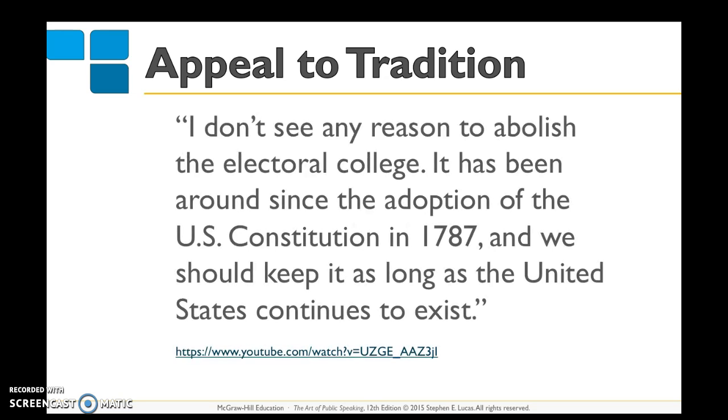So here's an example, and actually, this is an example from your text that is pretty recent. This was just used in the last presidential election. I don't see any reason to abolish the Electoral College. It has been around since the adoption of the U.S. Constitution in 1787, and we should keep it as long as the United States continues to exist. There is a good argument on both sides of the debate over abolishing the Electoral College. However, to conclude that the Electoral College should be kept solely because it's part of the U.S. Constitution commits a fallacy of appealing to tradition.